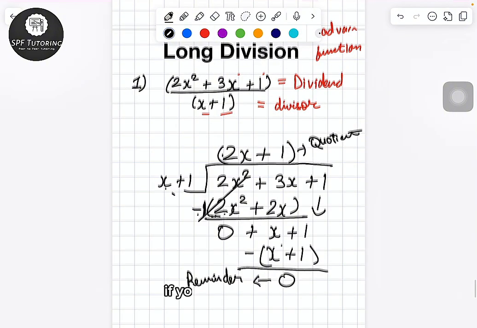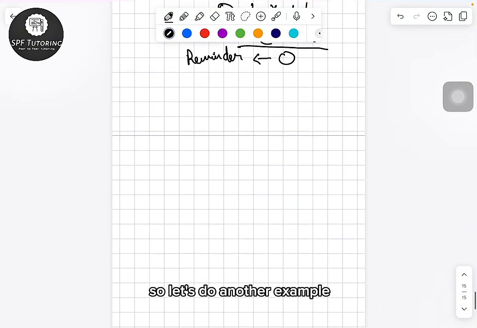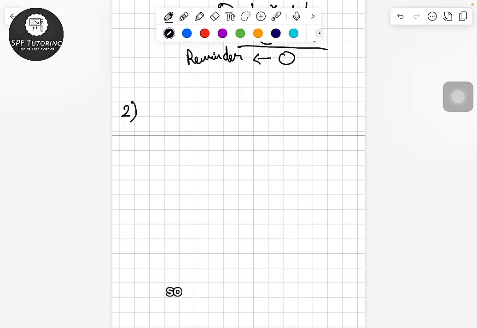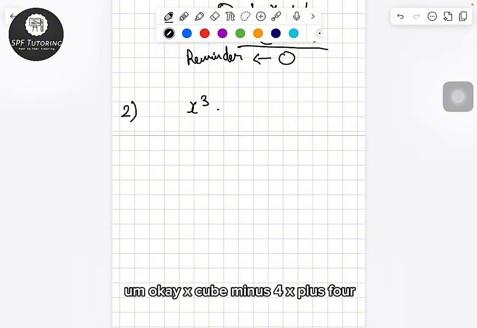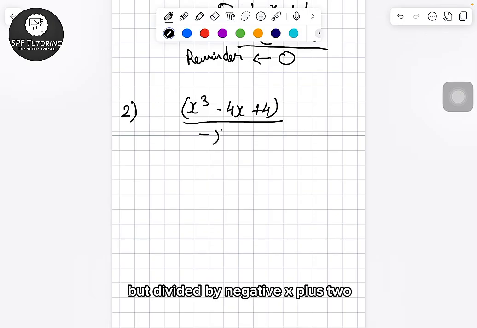Okay. Actually, we should not go up there. So let's do another example where I was talking about a negative sign up there. So the next example is x cubed minus 4x plus 4, in brackets, divided by negative x plus 2.